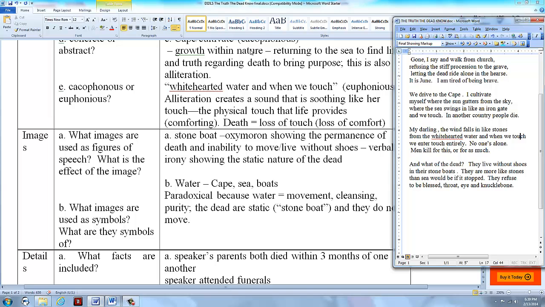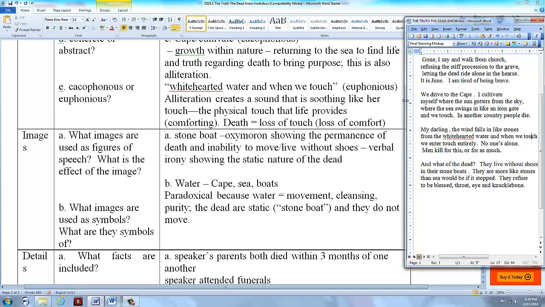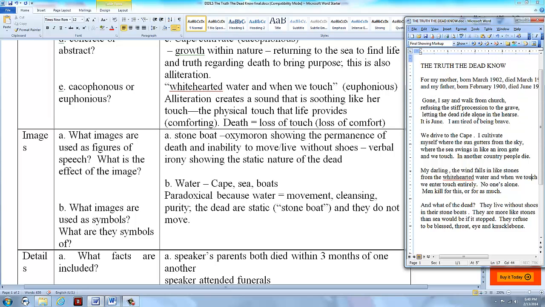So what I discovered is the stone boat. I felt the stone boat was an oxymoron, which we had mentioned before, and that it showed the permanence of death and the inability to move and live, with that image of the dead living without shoes, that they're static in nature. And they're unlike water, which is where she's located.